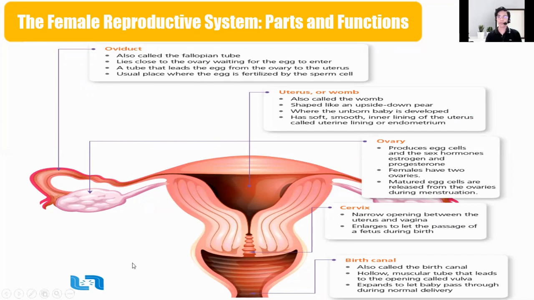Cervix. Cervix is a narrow opening between the uterus and vagina. It enlarges to let the passage of a fetus during birth. Birth canal. Birth canal, also called the vagina, is a hollow muscular tube that leads to the opening called vulva. It expands to let the baby pass through during normal delivery.